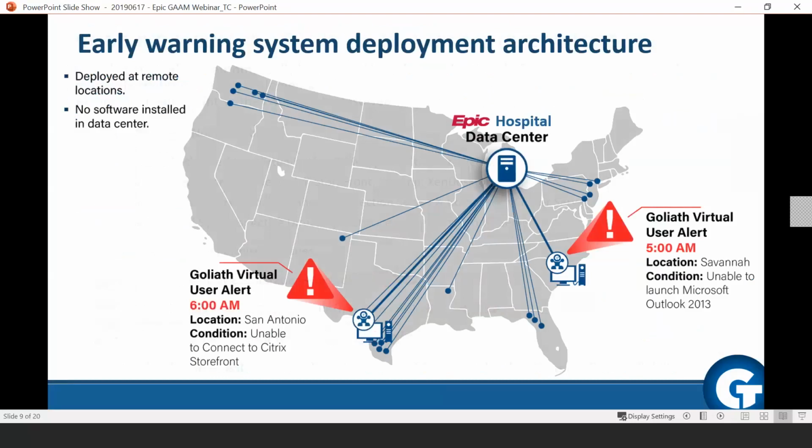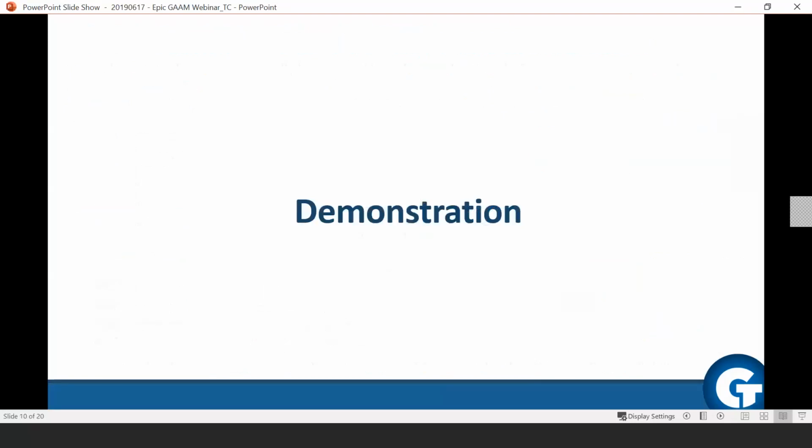So in this particular situation, for example, this organization deployed at remote locations down in San Antonio and Savannah, and 2 or 3 hours before the majority of people got to the health system, they were alerted in real time. In one situation, there was an inability to connect to Storefront. In the other, the inability to launch Microsoft Outlook. So I'm going to turn this over to Yemi to be able to do the demonstration.